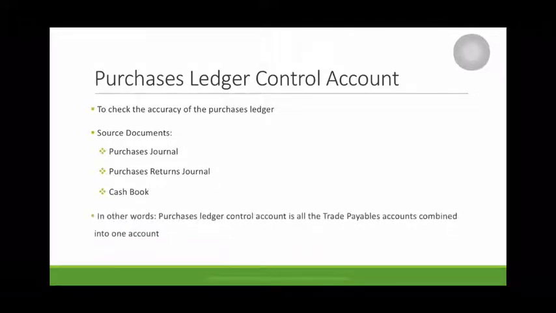In other words, the purchases ledger control account is all the trade payables accounts combined into one account. Instead of checking individual trade payable accounts, we compile them in the control account and we can check from there. We check it through the total, so all of the amounts can add up.